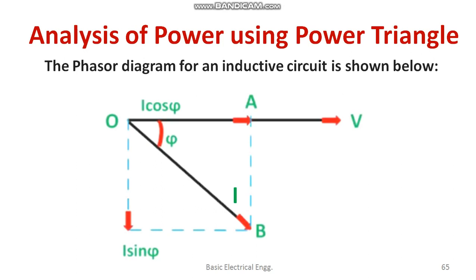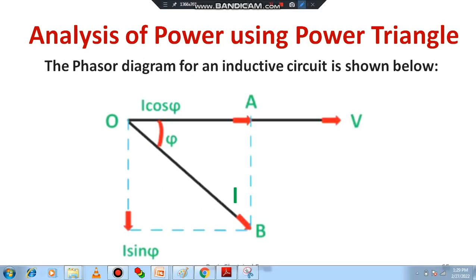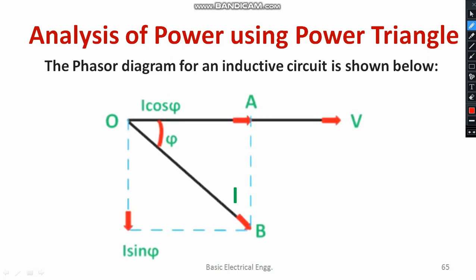First, consider an inductive circuit. What is the speciality of an inductive circuit? In an inductive circuit, the current lags behind the voltage. Current I lags behind the voltage at a phase angle phi. Now you have to split the current into horizontal and vertical components. Splitting in the horizontal direction, I get the component I cos phi. Splitting in the vertical direction, I get the component I sin phi. I hope you understood.